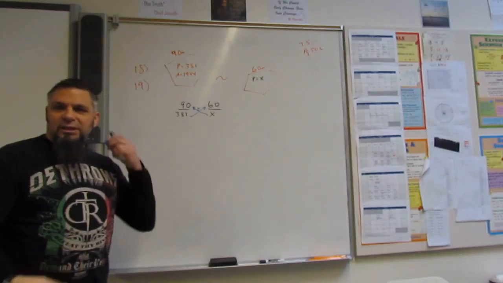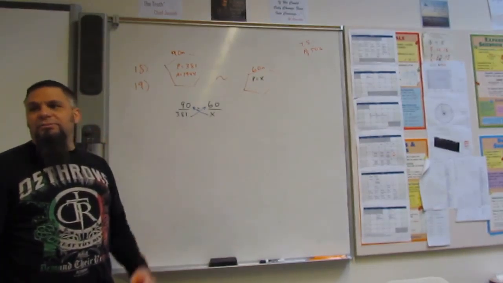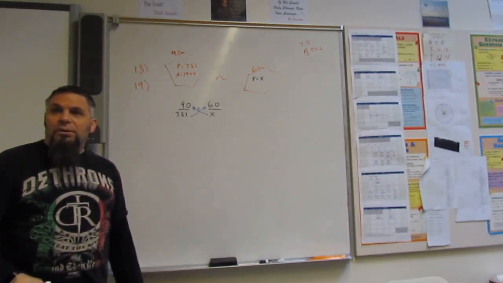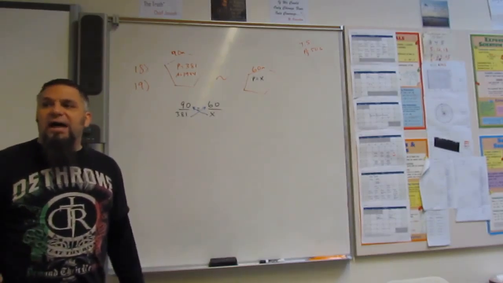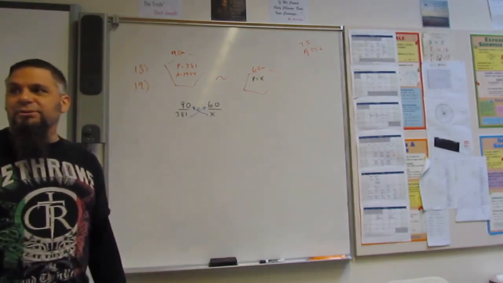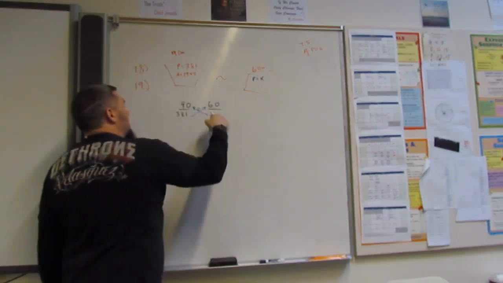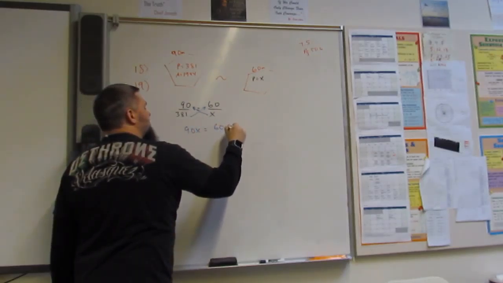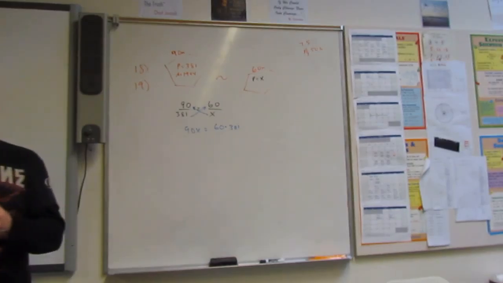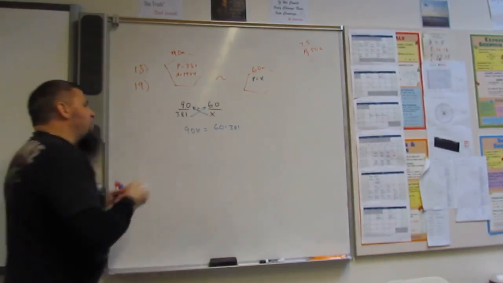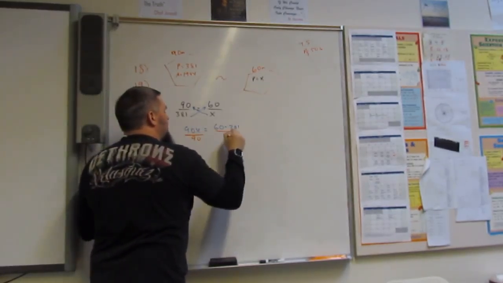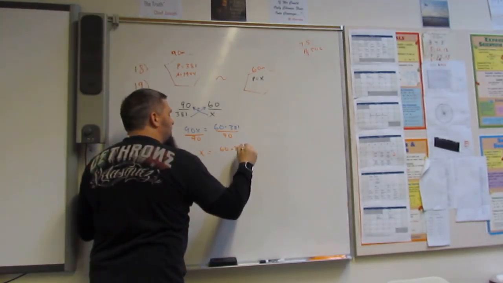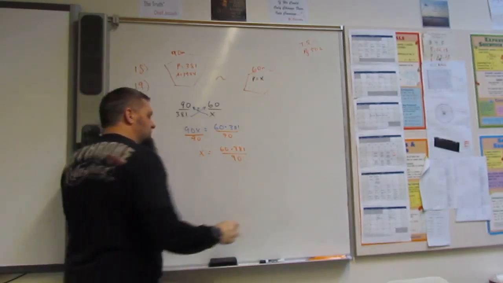Remember, when we do this, keep your numbers separate. You don't have to multiply the numbers like you did in the old days, right? Realize your rules of mathematics, and they're powerful rules. They let us deal with things. So I have 90x is equal to 60 times 381, right? And then I'm going to divide by 90. And I'm going to divide this by 90. So I get x is equal to 60 times 381 divided by 90, right?